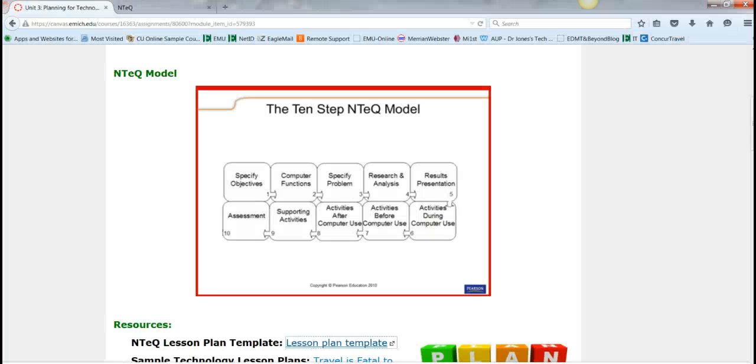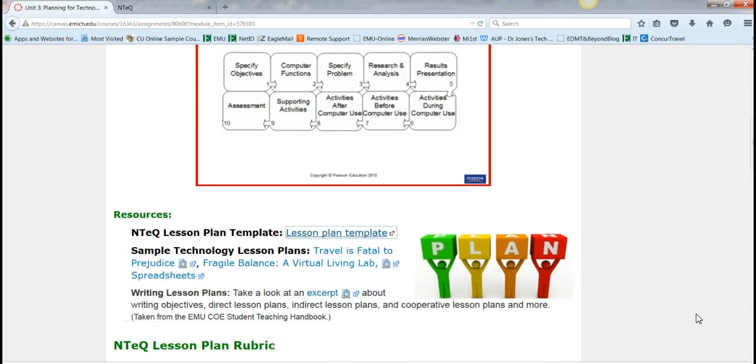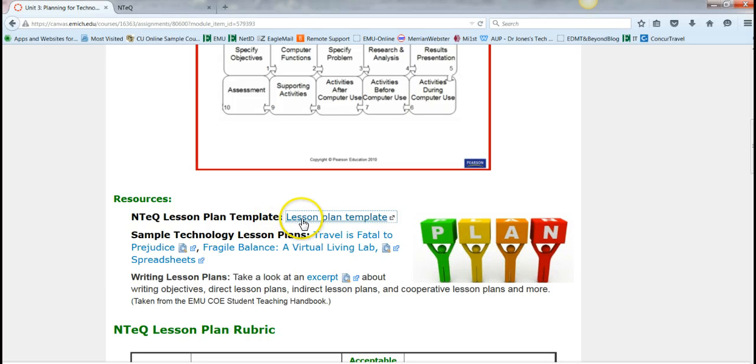Your assignment for this unit is to use the 10-step u3nteq model to develop a lesson plan that infuses technology to support your students' learning. You do have access to sample lesson plans to kind of help you, and the template. If you have not written a lesson plan before, there is a link to the EMU College of Ed Student Teaching Handbook. I took an excerpt from it that will help you with writing objectives and developing lesson plans.